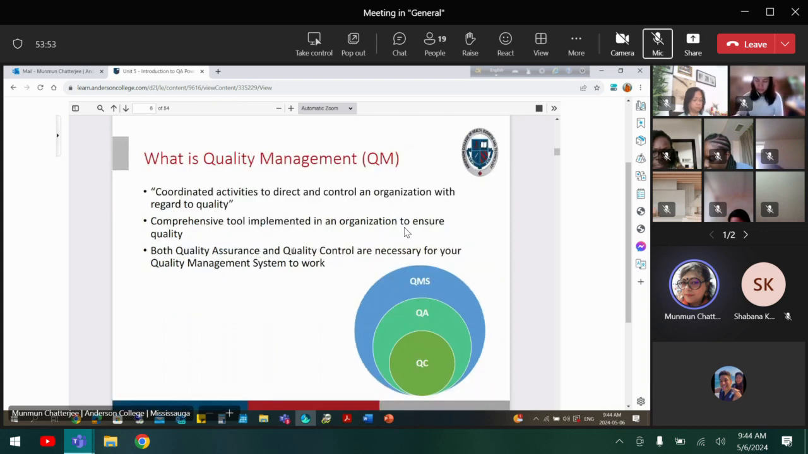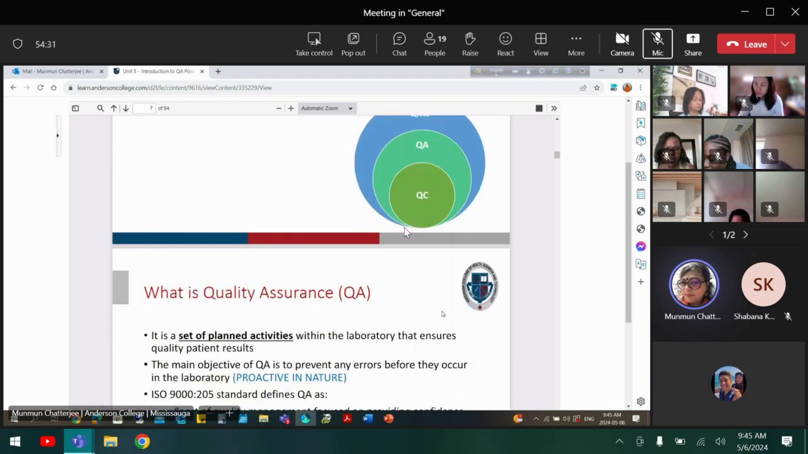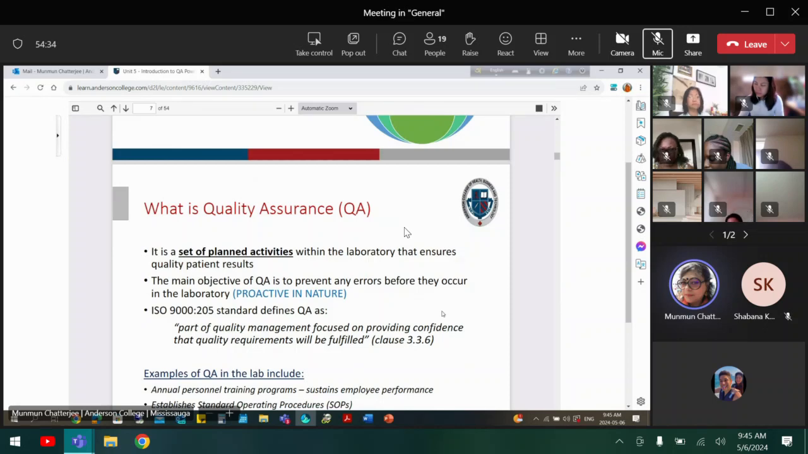Both quality assurance and quality control are necessary for your quality management system to work. So first, you have to do quality control. From quality control, you can make the quality assurance, and quality assurance and quality control work together. The QMS works on both systems to make sure everything is working fine. The quality management system's job is to look after everything from the base quality control to quality assurance.